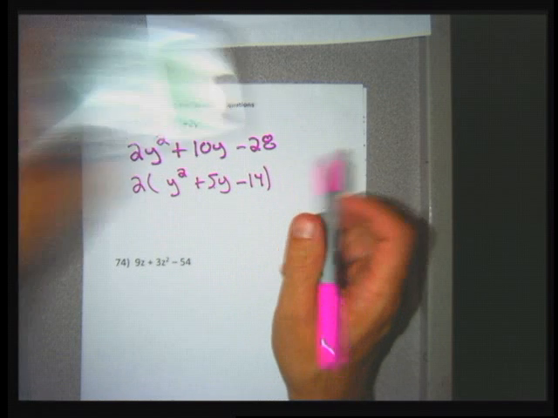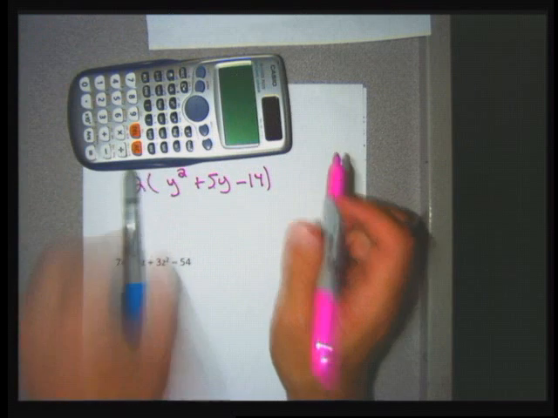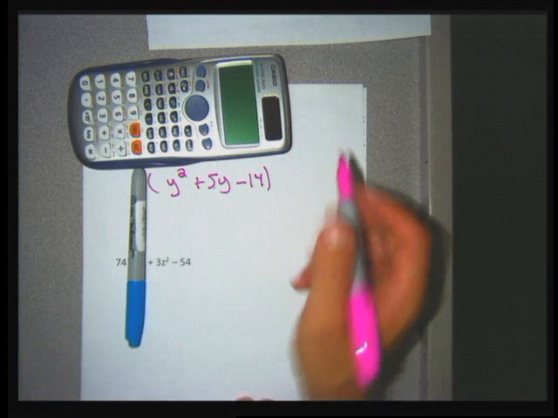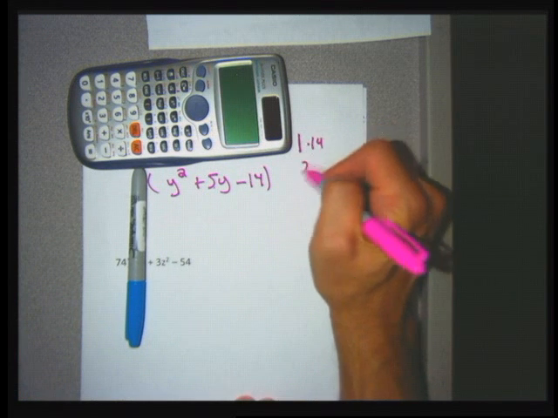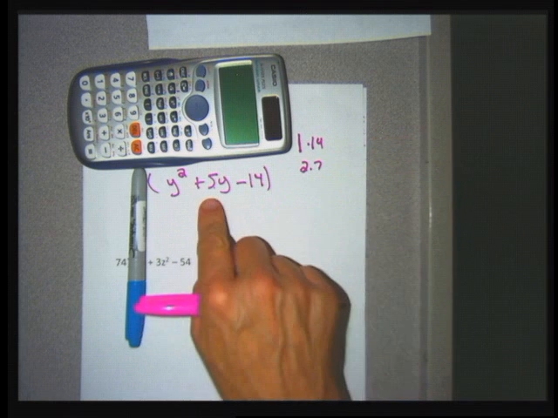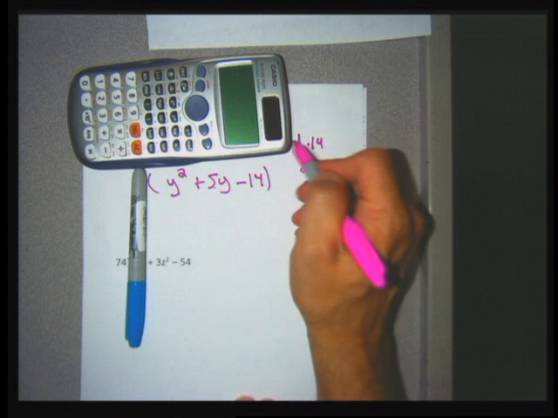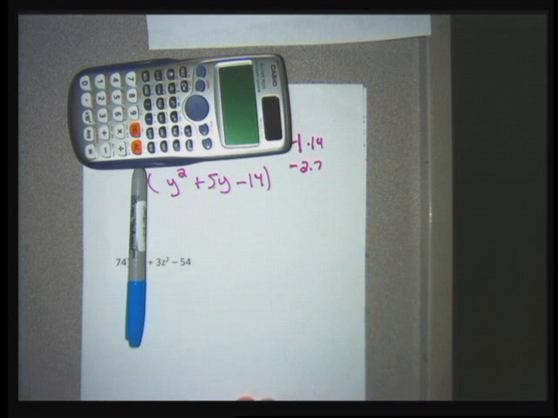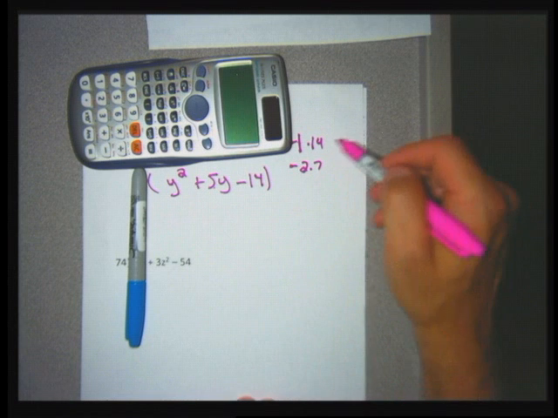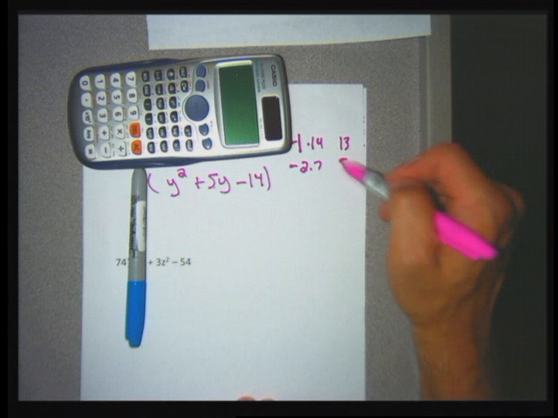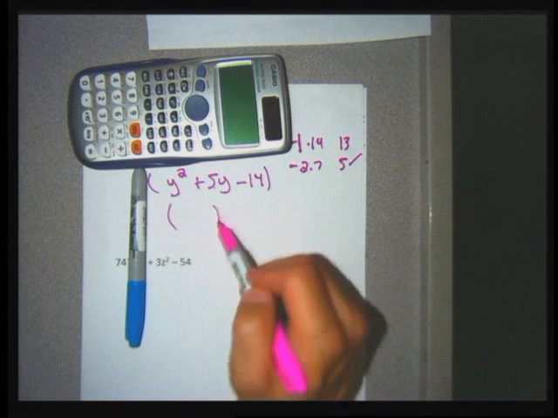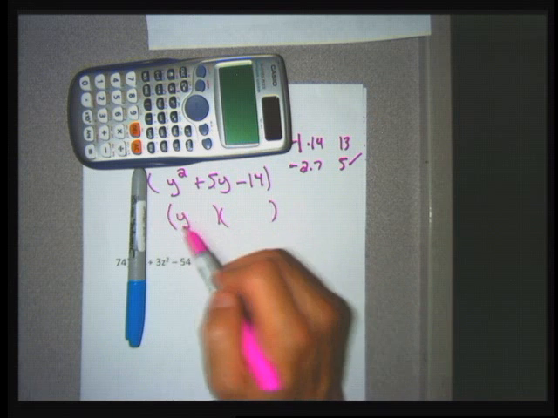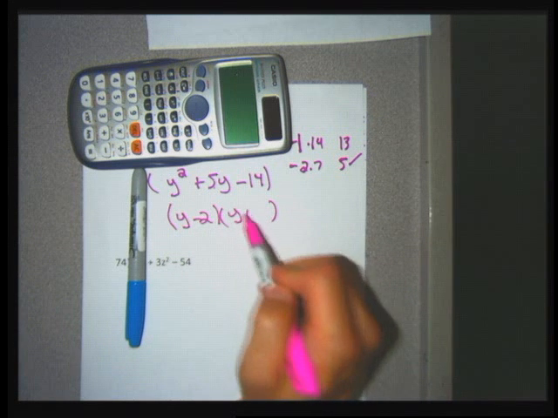Now I'm going to ignore the 2 and factor that, and break down 14. I can get 1 and 14, or 2 and 7. Because I'm trying to get a positive, the smaller of the numbers gets the negative. Negative 1 and 14 will give me a positive 13. Negative 2 and 7 will give me a positive 5. That's the pair I need. So when I factor this into 2 parentheses, I'm going to get y minus 2 and y plus 7.